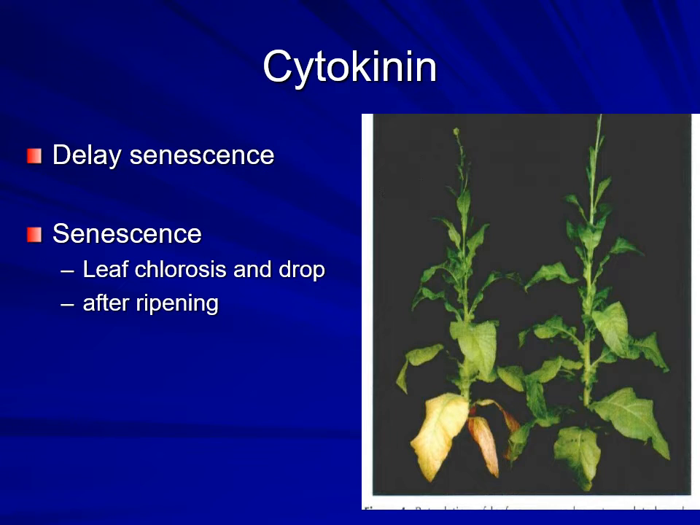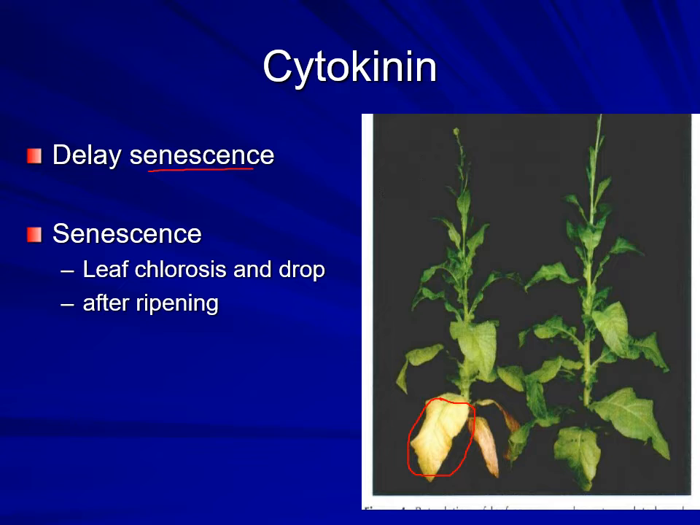Cytokinins are also used to delay senescence. So senescence is a fancy term for death. In leaves, what happens with death is they lose their chlorophyll, they become yellow, and then they become necrotic, or they start to die, and then they fall off.